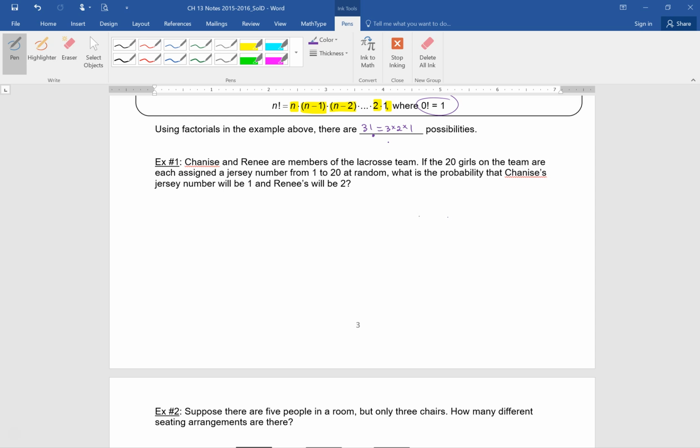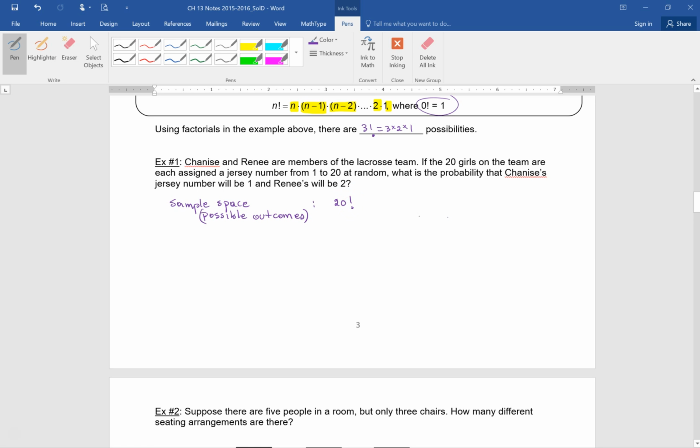All right, so how much is 20 factorial? All right, so this is the sample space, which is the possible outcomes. We actually don't have to calculate 20 factorial. I'll tell you why.